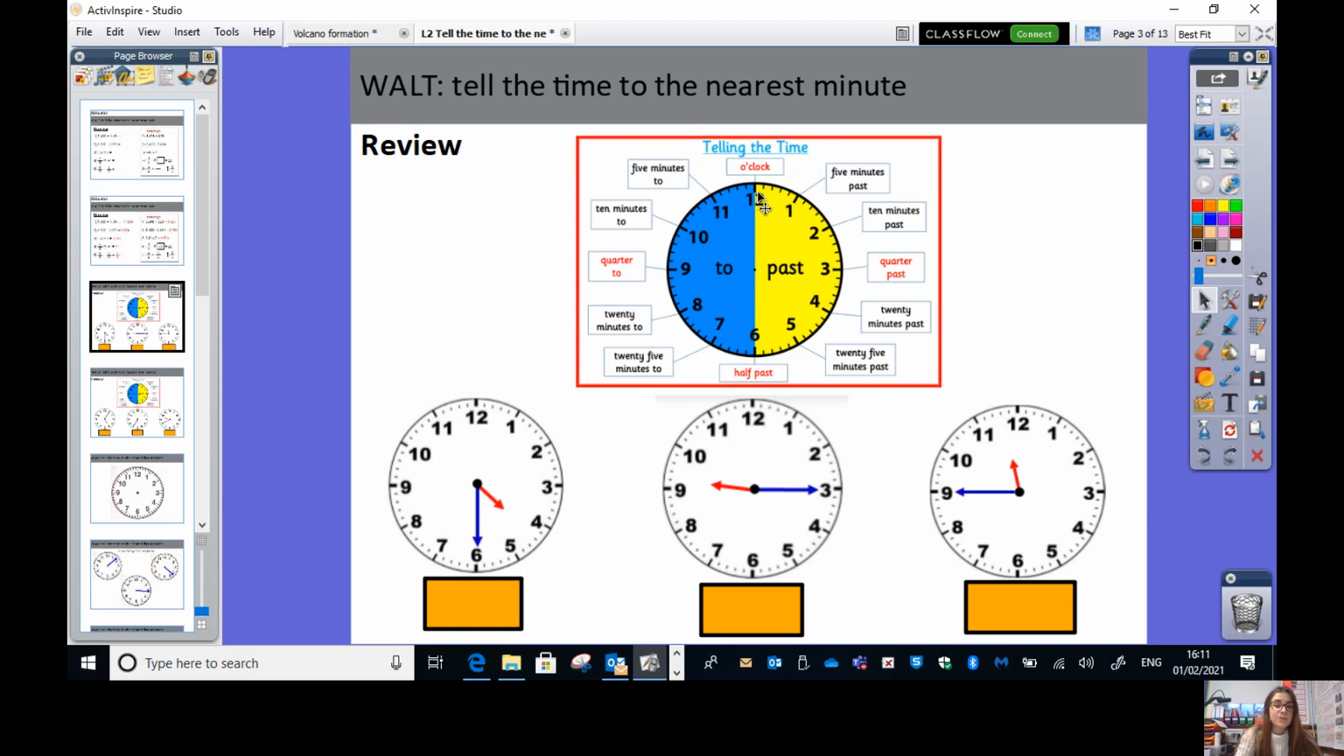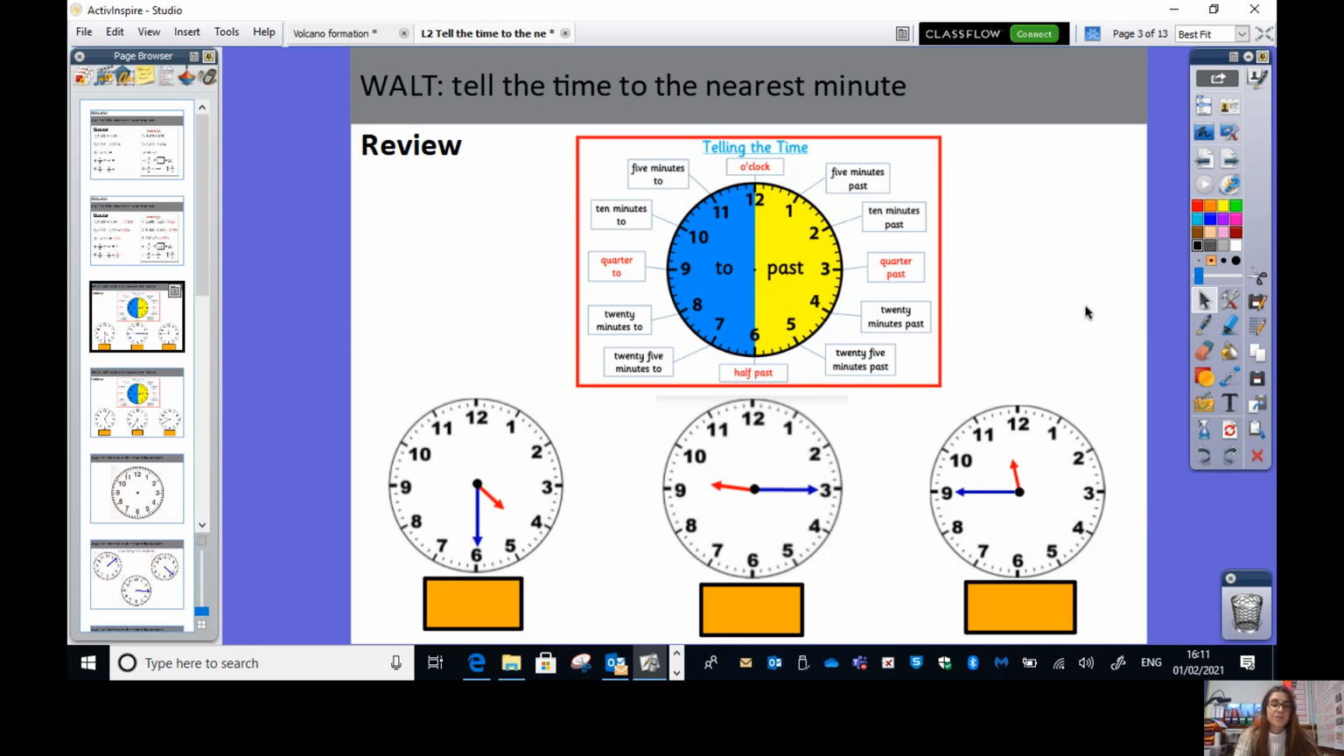As we can see, between 12 and 6, here on the yellow part of the clock, we say past. And between 6 and 12, we say to. So take a look at my 3 clocks down here. I'd like you to pause me now and have a think and write down the times that these clocks are showing.